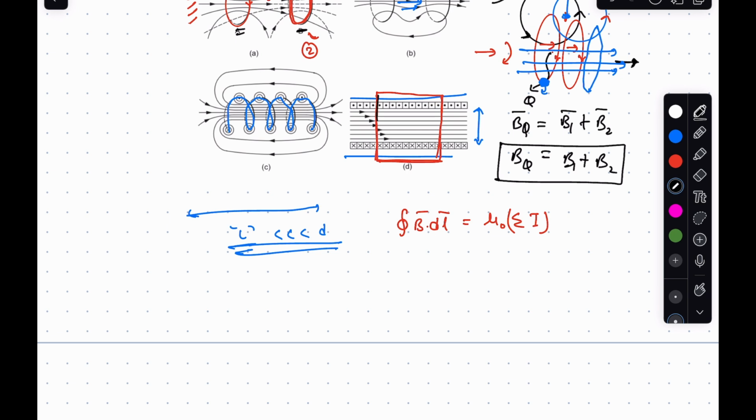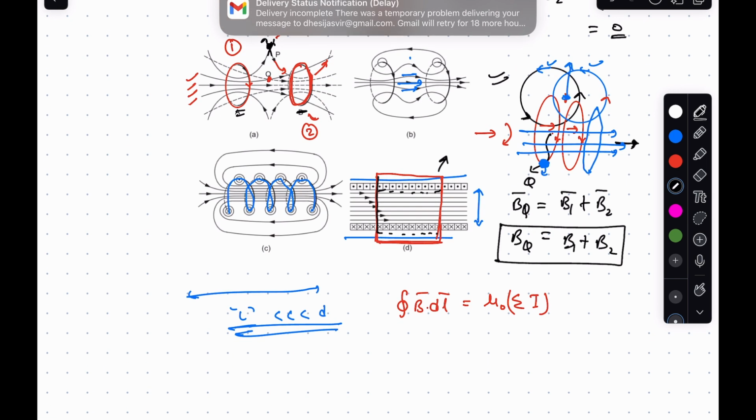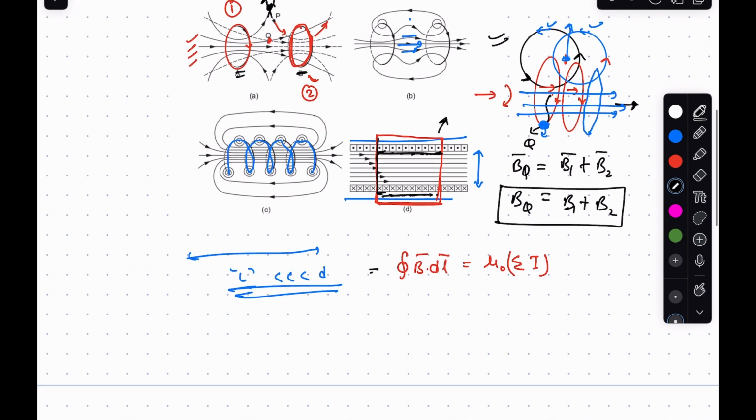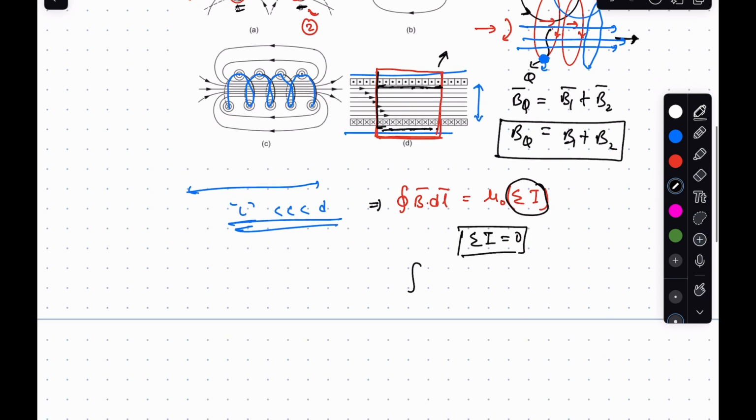Now you take a loop like this, and let's suppose there are 10 wires whose currents are coming out. Then there are 10 wires for which the magnetic field will be going outside, or otherwise inside, just opposite of that. So if we apply Ampere's law, the total current sigma I becomes 0. Then the integration of B·dl must be 0. What it implies is that the B·dl integration must be 0.